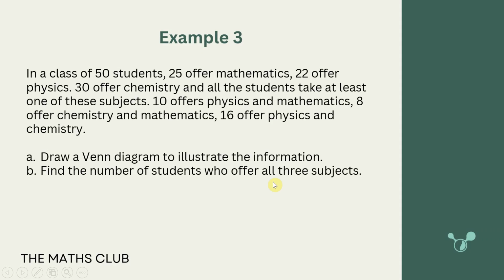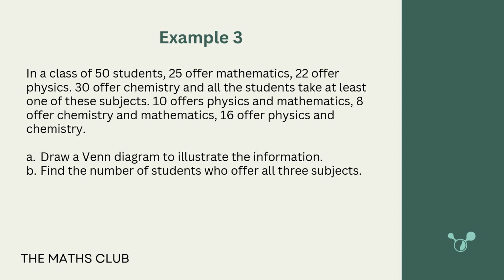Now, the next question says that in a class of 50 students, 25 offer mathematics, 22 offer physics, 30 offer chemistry, and all the students take at least one of these subjects. 10 offer physics and mathematics, 8 offer chemistry and mathematics, 16 offer physics and chemistry. Draw a Venn diagram to illustrate the information and find the number of students who offer all three subjects. I want you to pause the video and try this out yourself.